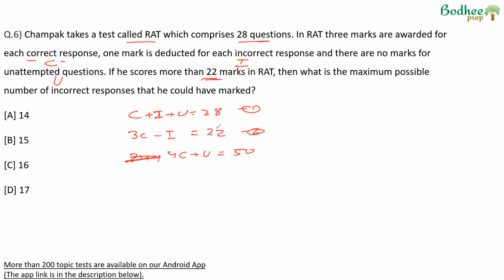We have to maximize incorrect responses. Maximum C here can be 12. U will be 2 in this case. 12 correct responses, 2 unattempted means 14 incorrect responses. So 36 minus 14 becomes 22.